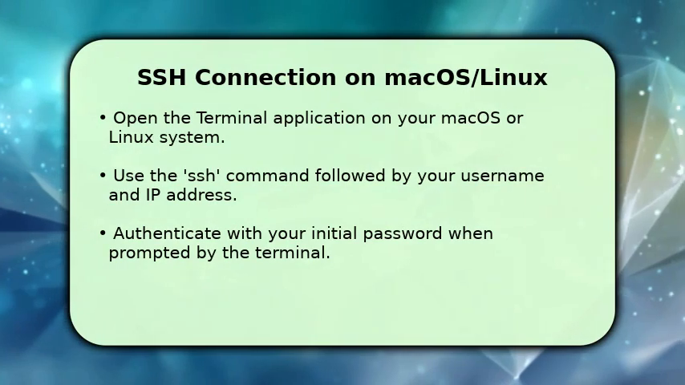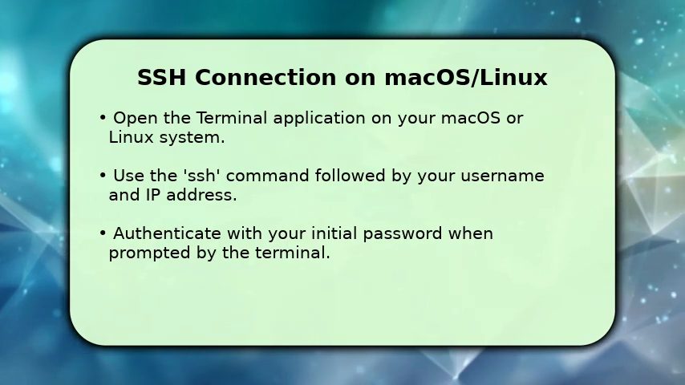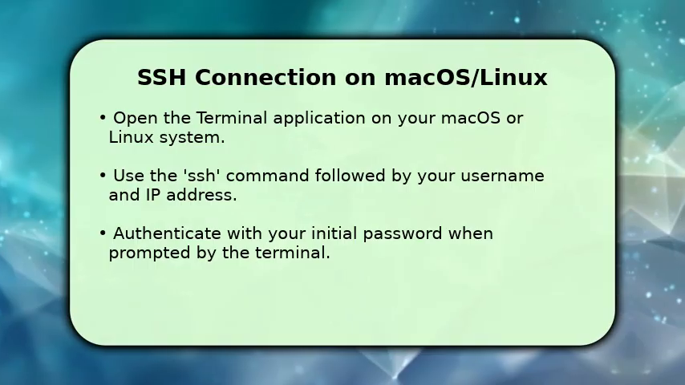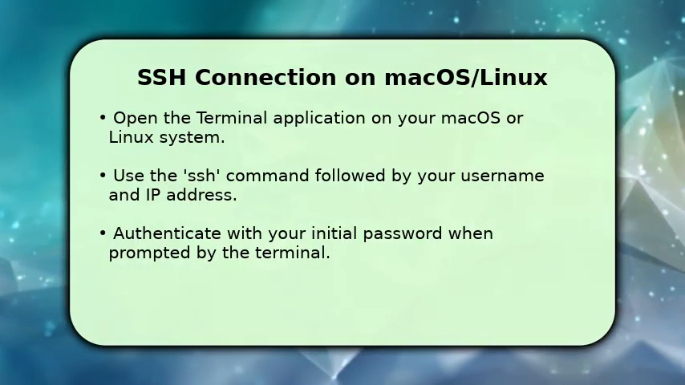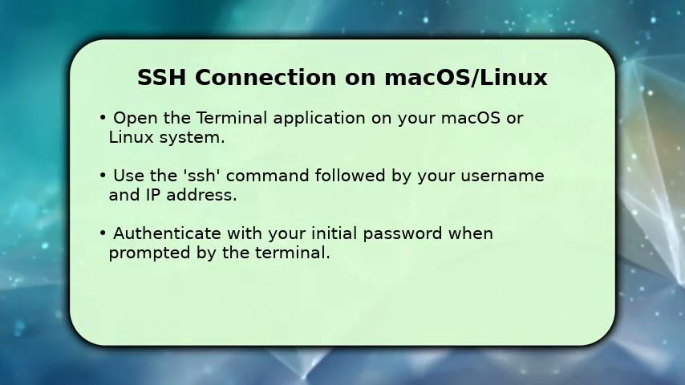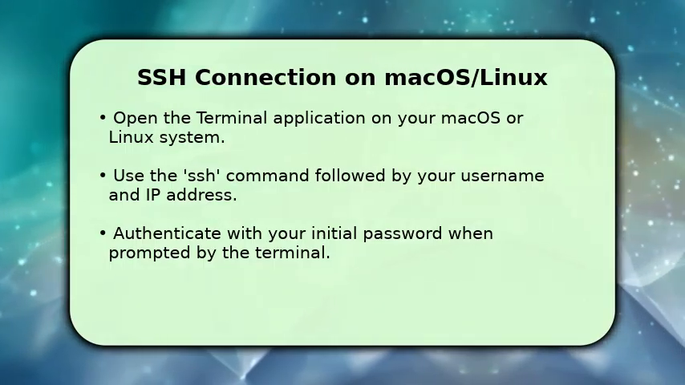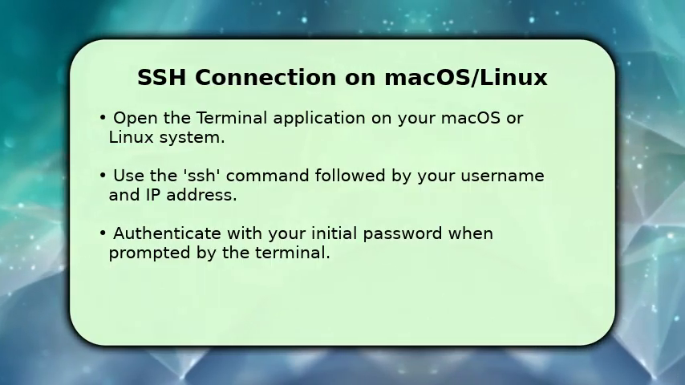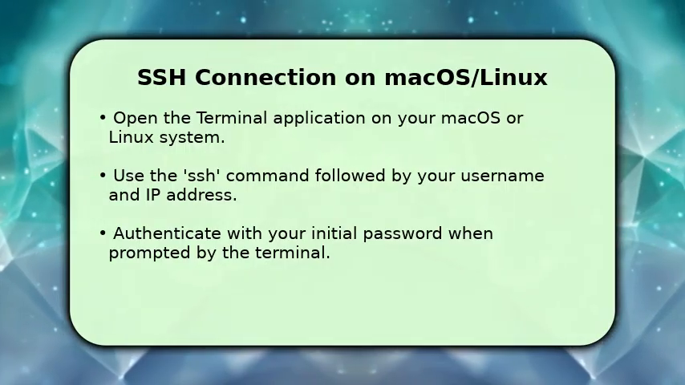If you're on Mac OS or Linux, connecting to your Contabo VPS is straightforward using the built-in terminal. Simply open your terminal application and type SSH root at your VPS IP address, replacing the placeholder with your actual server IP. Press Enter, and the system will prompt you for your password. Enter the initial password provided by Contabo. This method offers a direct and efficient way to access your server's command line interface.